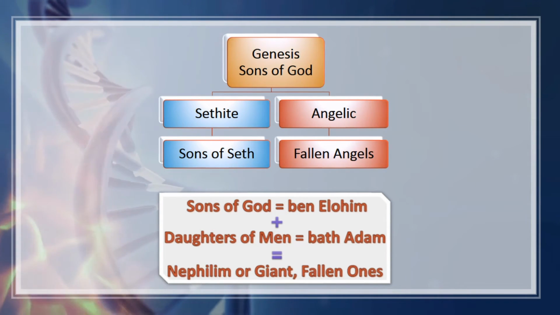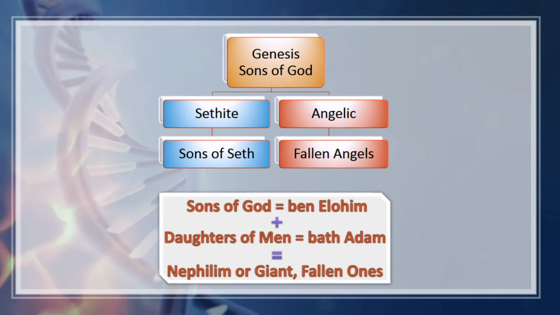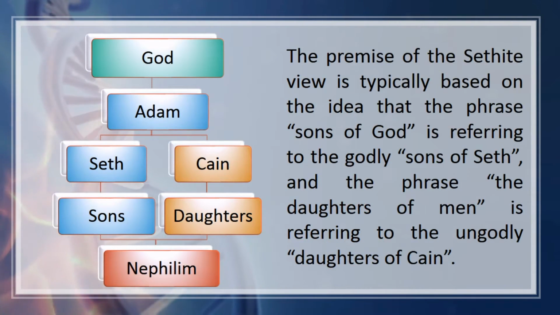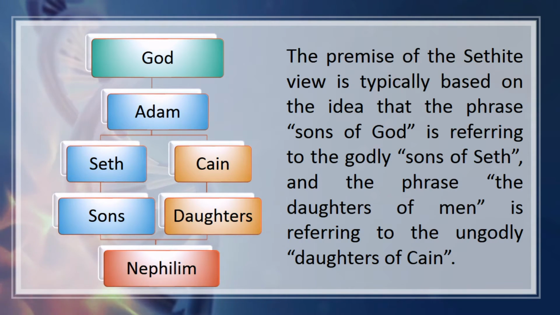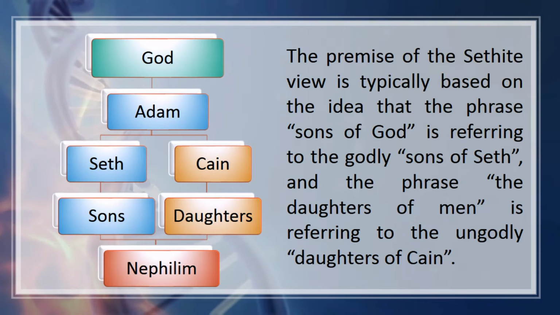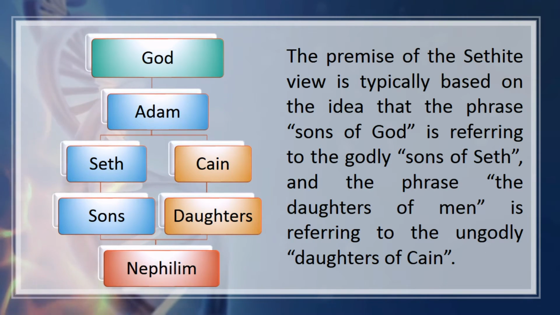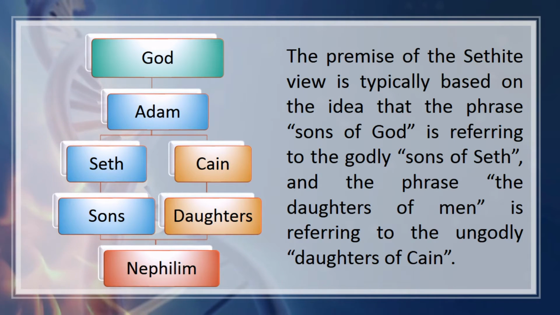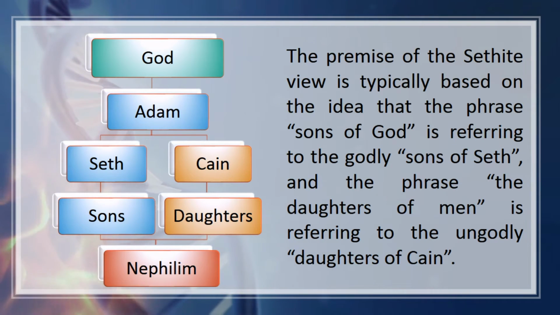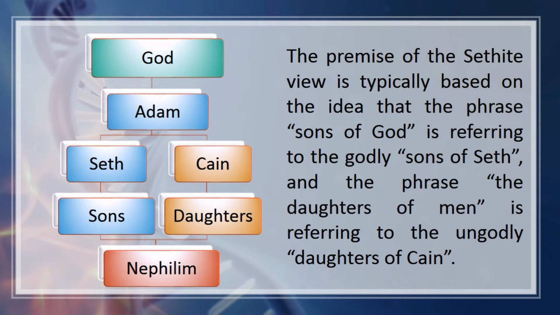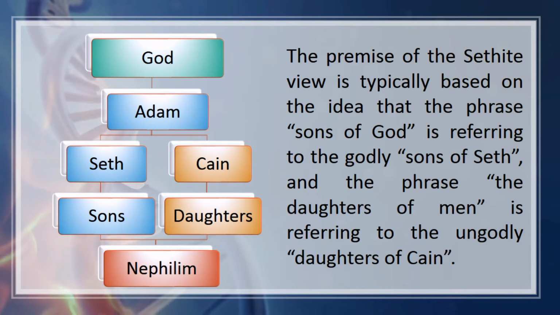Also, since these Nephilim appear later in the book of Numbers, in the Promised Land, we really need to understand how they came into being. The premise of the Sethite view is typically based on the idea that the phrase sons of God is referring to the godly sons of Seth, and the phrase the daughters of men is referring to the ungodly daughters of Cain. Essentially, it's believed in this view that Adam's son Seth was godly, and therefore a son of God. But Adam's son Cain was ungodly, and therefore he was only a son of Adam. Then Seth's godly sons supposedly took wives from Cain's ungodly daughters, and they had children described as giants who were also fallen ones, who were mighty men and men of renown.